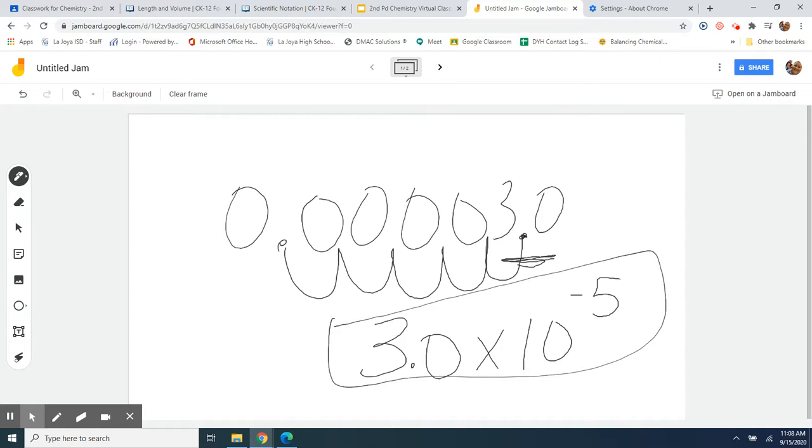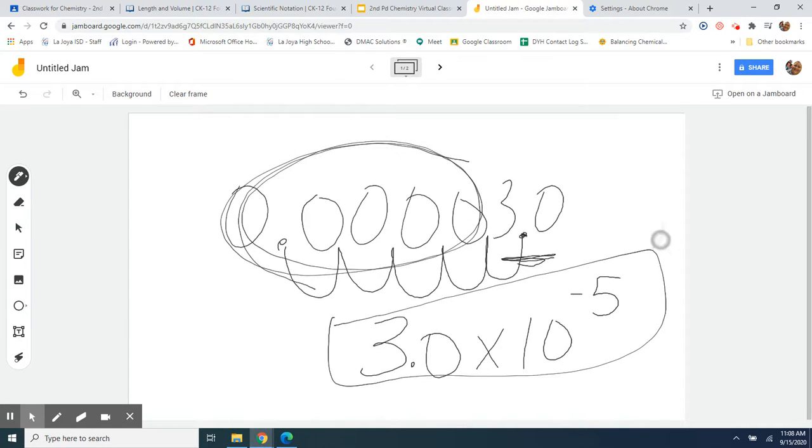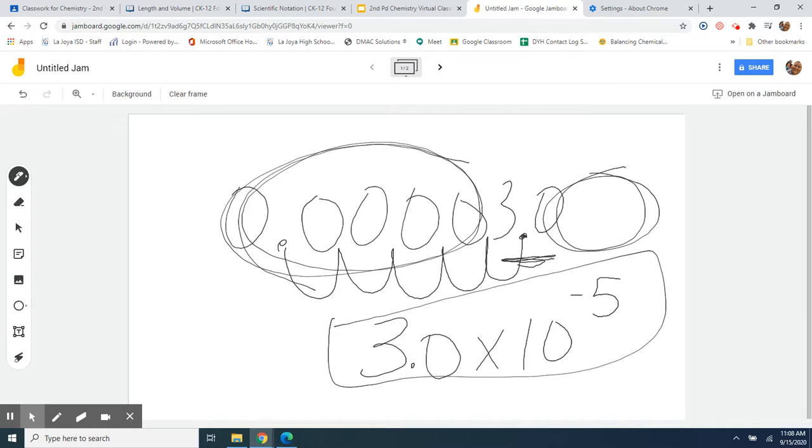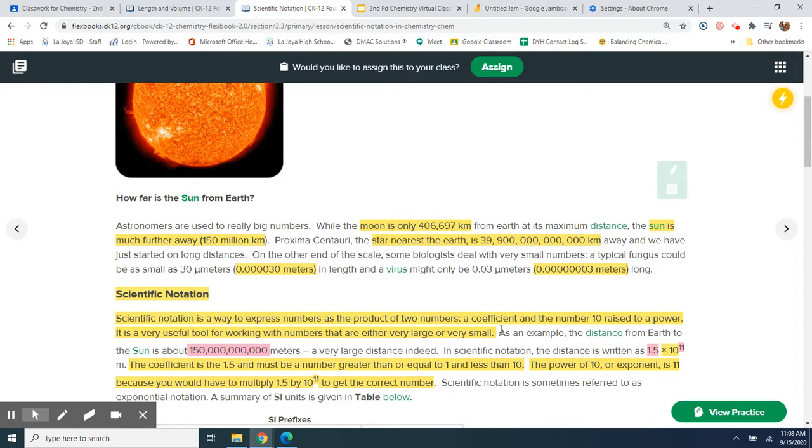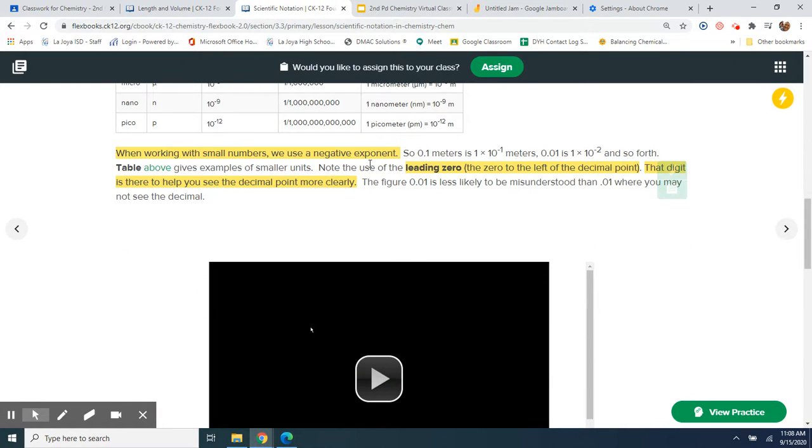Okay? It's only negative if the zeros are on the left side. If the zeros come on the right side behind it, then it would have been a positive 5. All right? So that's scientific notation. The zeros in front are known as leading zeros. Basically, the zeros to the left of the decimal point, the digit that's there to help to see your decimal point more clearly. Okay, and then they give you examples.